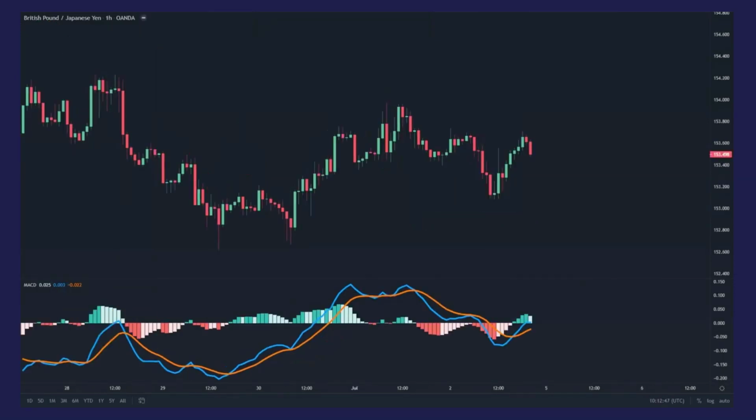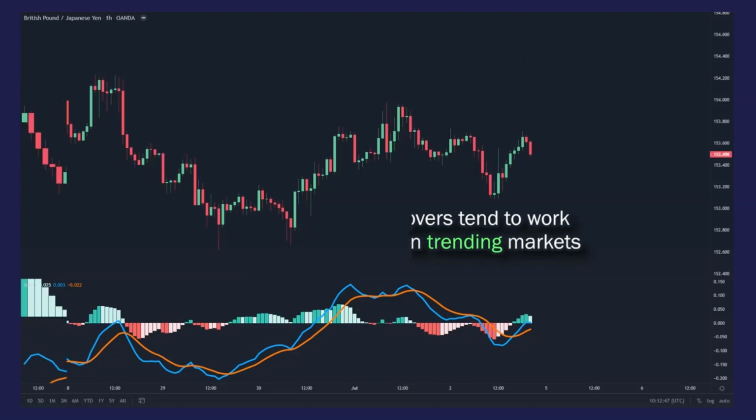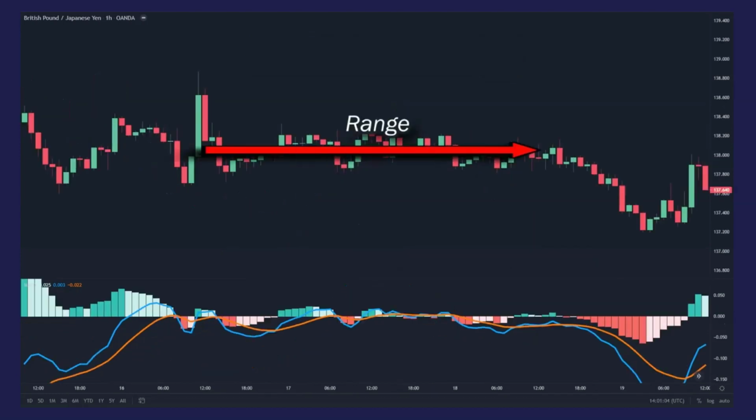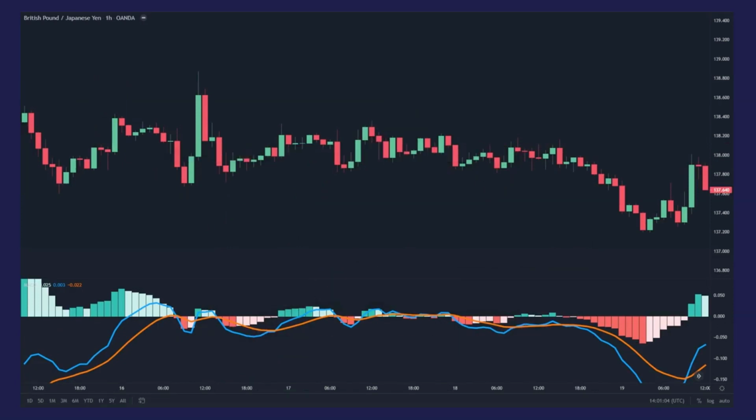So that was a simple MACD strategy for beginners that you can use. Now, for advanced traders, if you want to get more profits using the MACD, you cannot simply rely on beginner crossover techniques. Because remember, crossovers tend to work only on trending markets. If the market is on a range like this, the indicator will give you many false signals. So that is why if you want to increase the win rate, I recommend using a more advanced version of the strategy, which is by combining the MACD with price action.